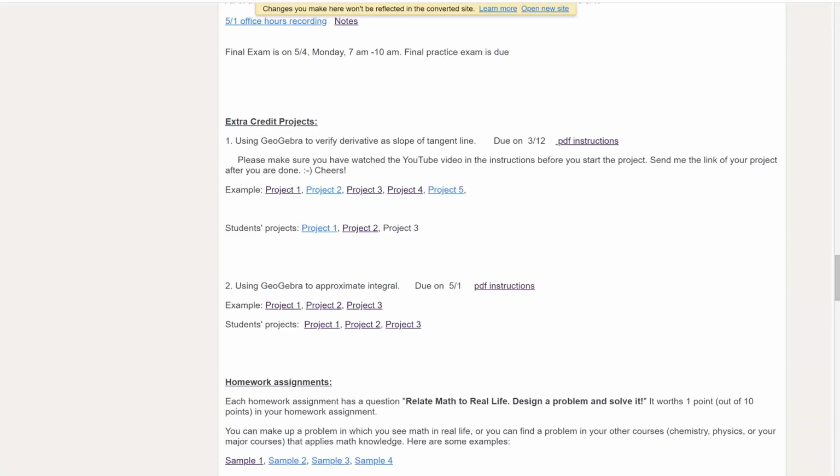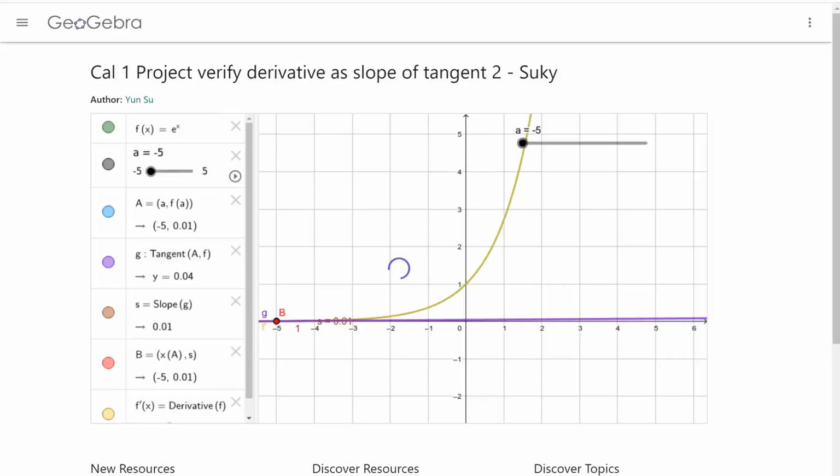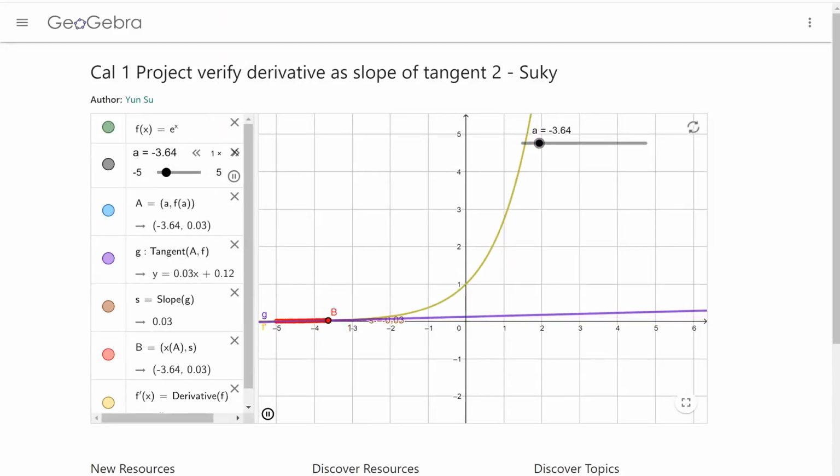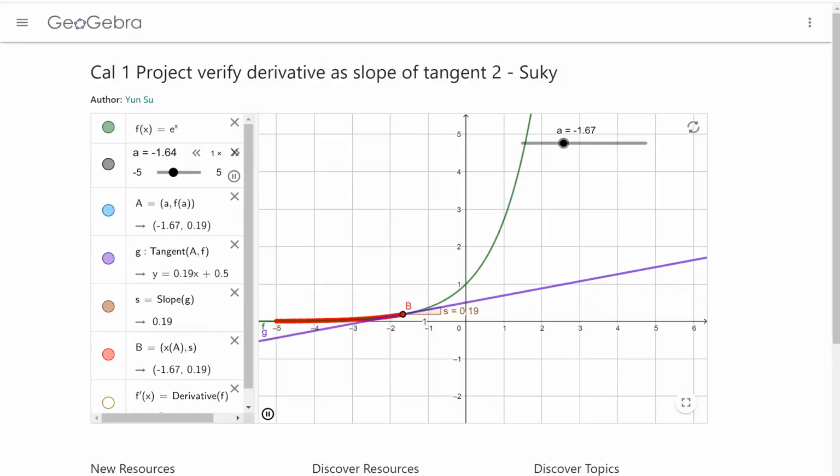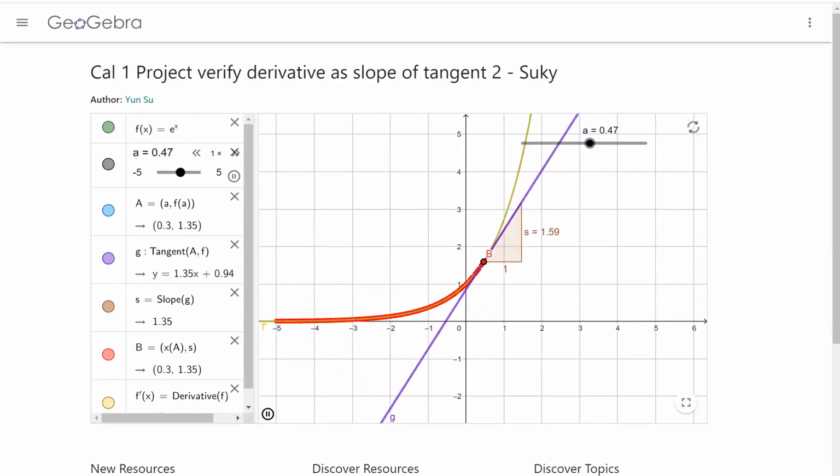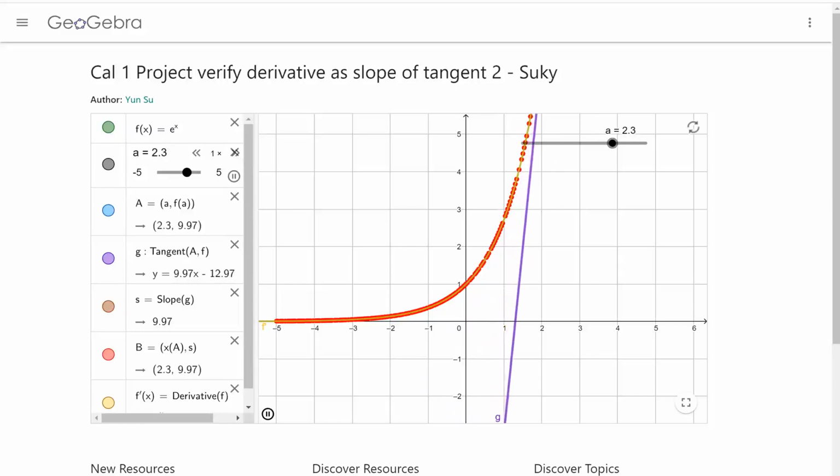I show you that the derivative is actually the slope of the tangent line at different points. And I show you that for the exponential function, the derivative is actually the same as its original function. Let's see. I think this one. Okay, yes, this one. You can see the green line is e to the x, and the derivative is also the same. So if I don't draw it, this is the green line, and I draw it, this is the yellow, and they match.